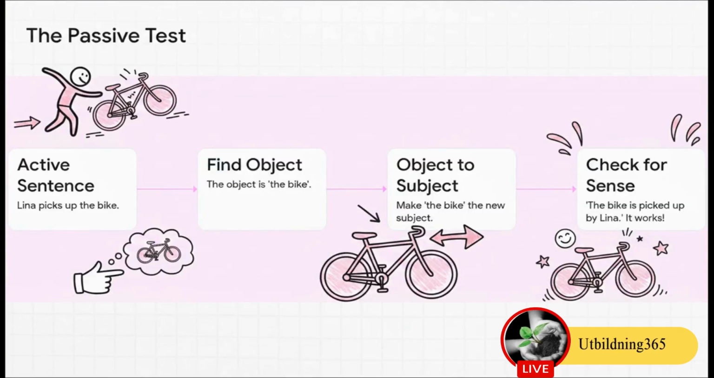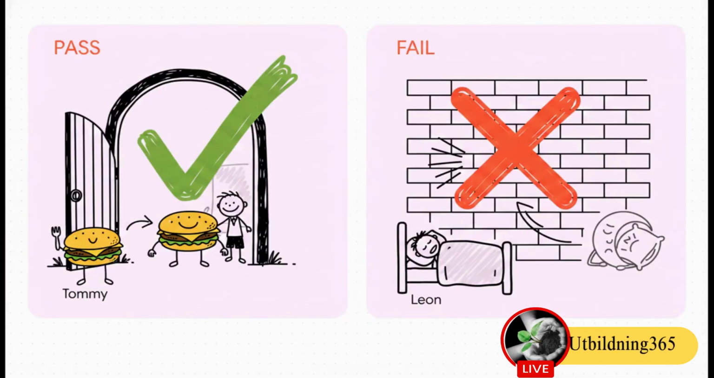So here's how you do it. Let's start with an active sentence, something like, Lena picks up the bike. Okay, step 1, find the object. That's easy, it's the bike. Now, step 2, try to make that object the new subject of the sentence. Can we say, the bike is picked up by Lena? Yeah, that works perfectly. It makes total sense. So here's the rule. Transitive verbs will always pass this test. The cheeseburger is being eaten by Tommy.